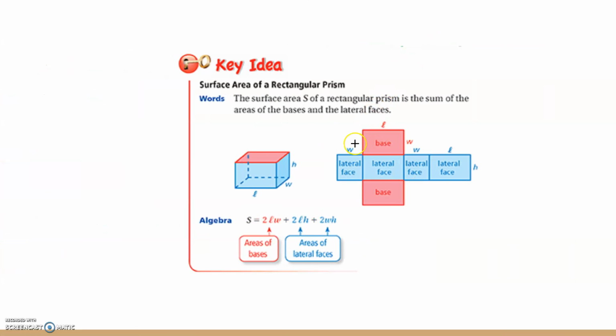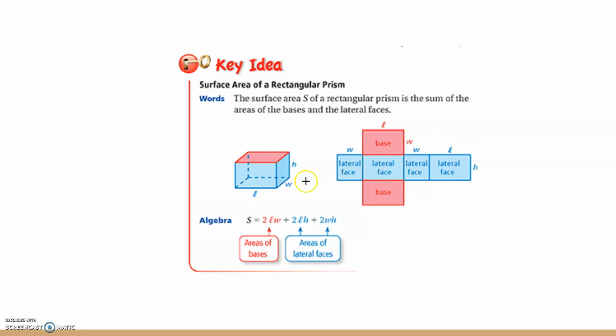So this is going to be the surface area of a rectangular prism, which is going to be our first topic. So in words, it's just going to be the sum of the lateral faces and the sum of the bases. In this, these two are the bases and these four are the lateral faces. This is what you like to call a net. So a net is a 2D representation of a 3D figure.